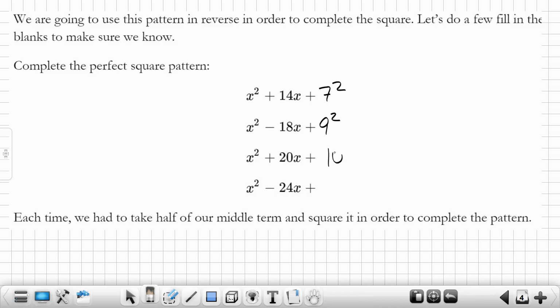100 and 144. I'm going to erase those in a second. I want to actually use the squared. I understand you guys know what those numbers are, but I actually want to use 10 squared and 12 squared. That's going to be important when we complete the square, because it eliminates a step that we'll have to do.